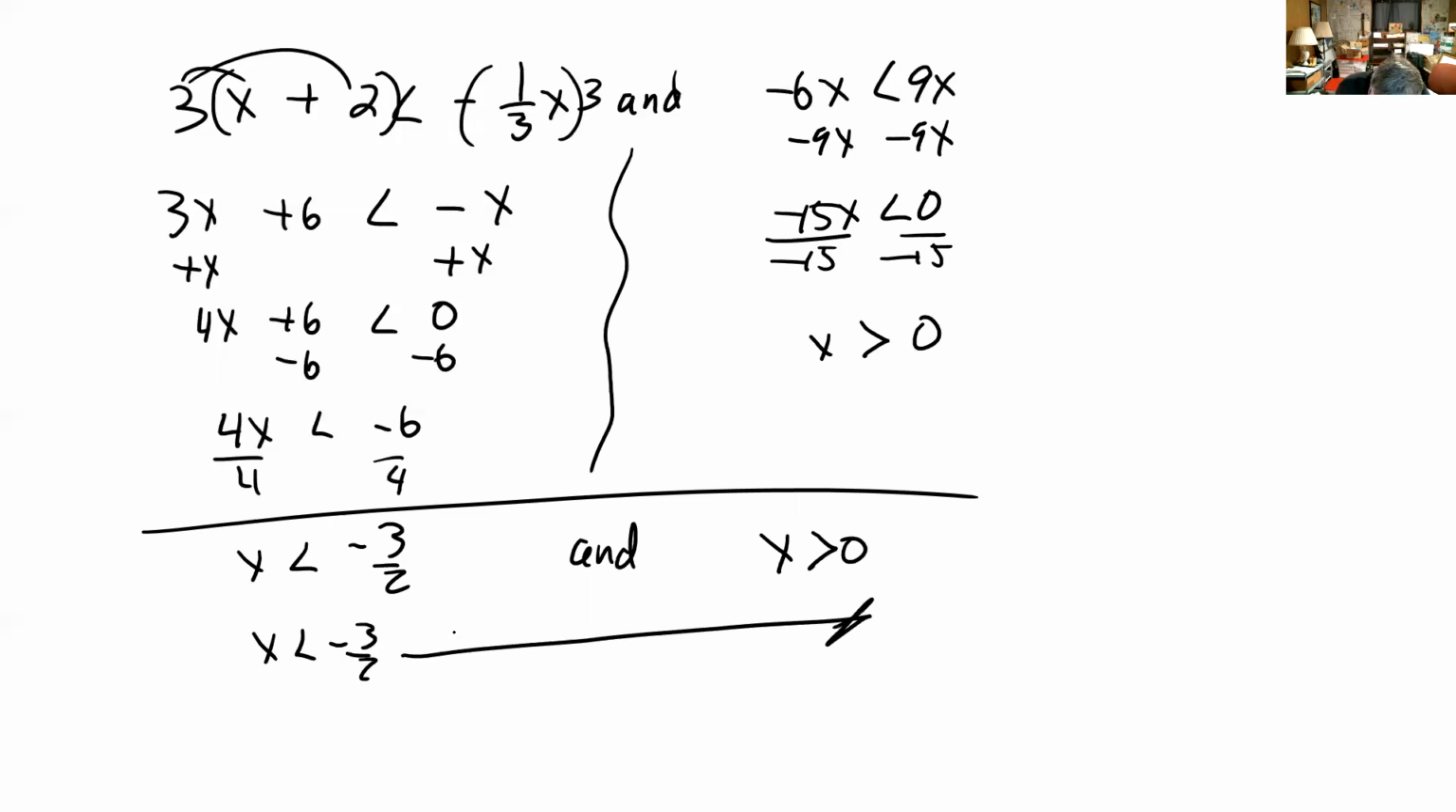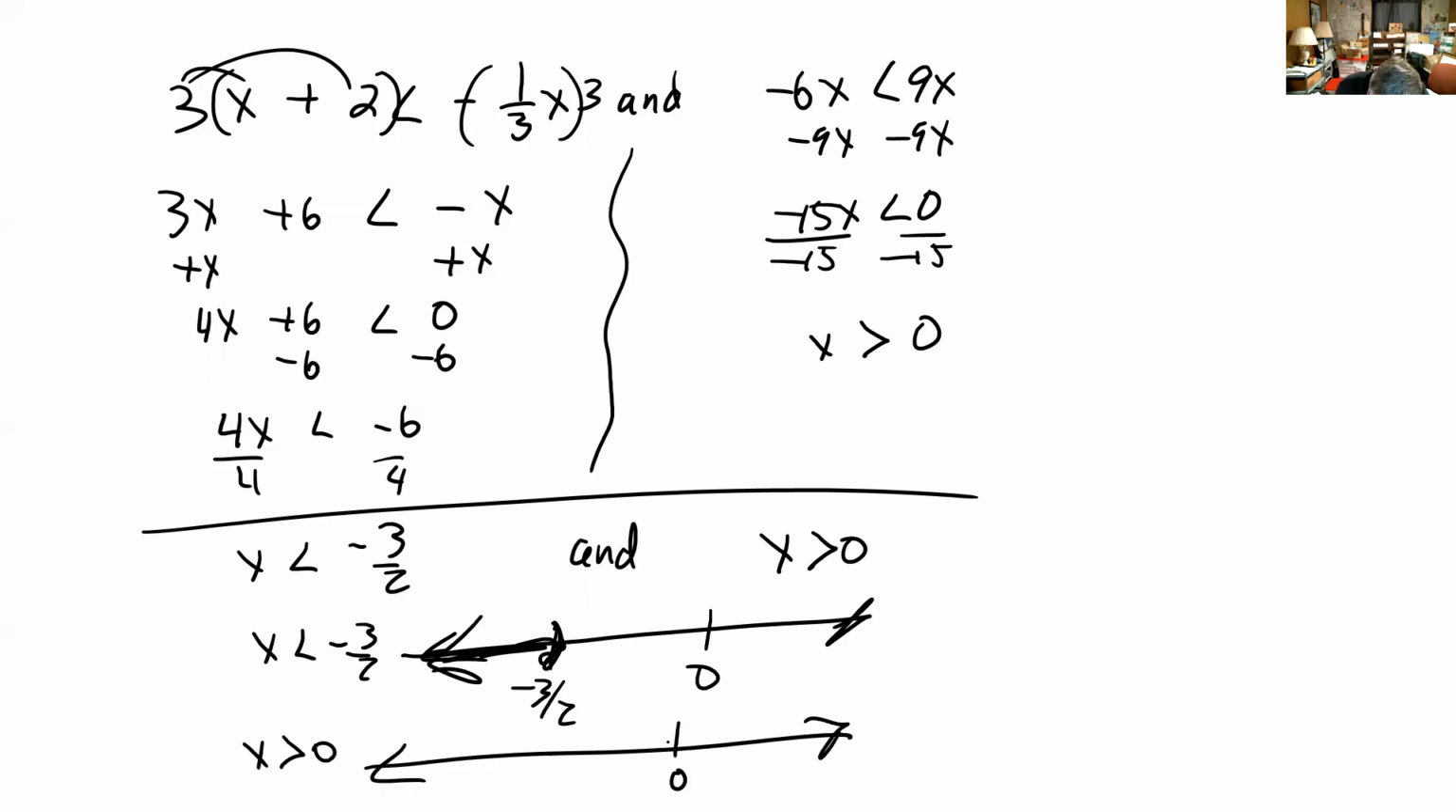Less than negative 3 halves is going to look like that. x greater than 0 is going to look like that. What's the intersection? No solution. That's what I was trying to do on the last one, but I copied one number incorrectly, so it turned out differently. But anyway, no solution.